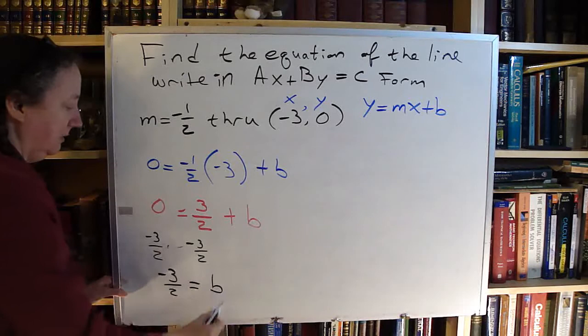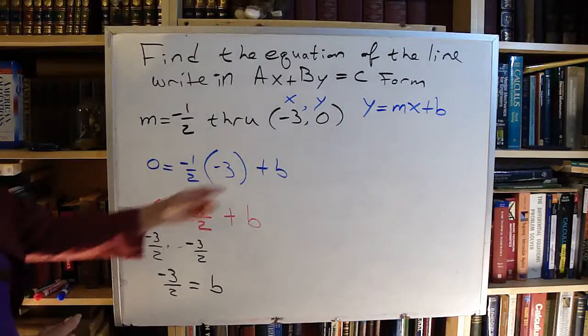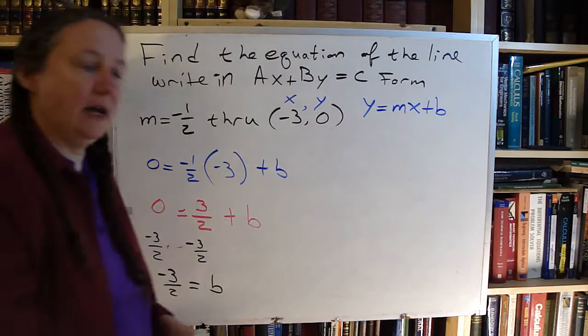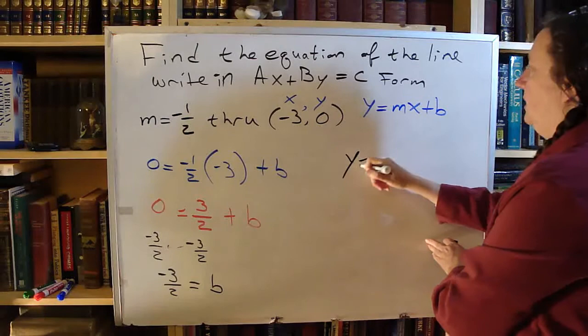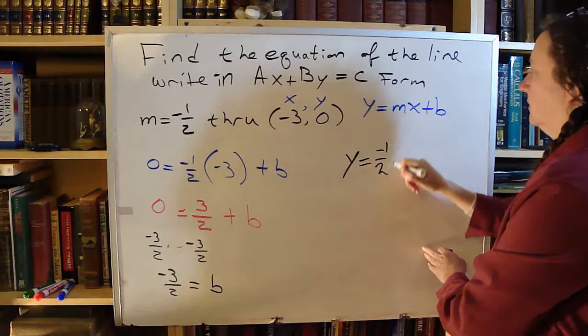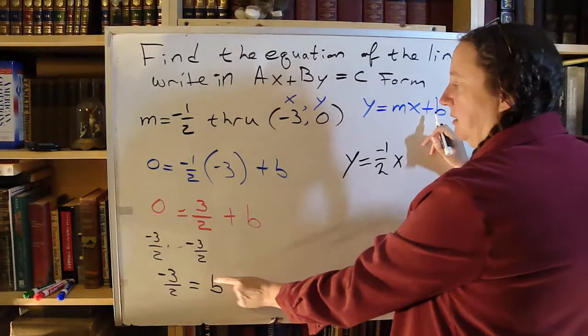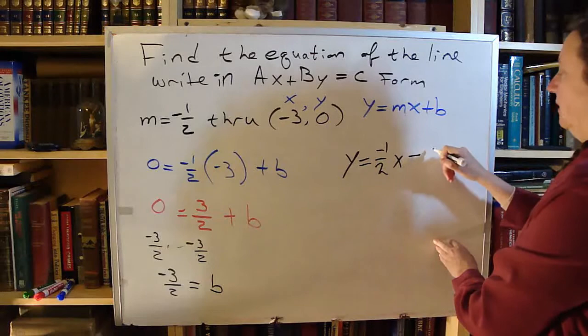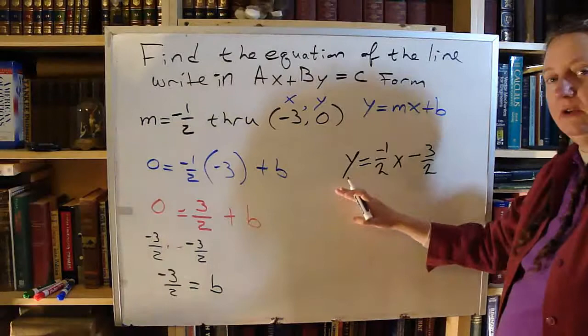So now I'm going to take this and I'm going to plug that in along with m into my equation over there, leaving y and x as y and x. So y equals m negative 1/2. x stays x. Plus b. There's b. It's negative 3/2. So I'm going to make that minus 3/2. If I'm allowed to stop there, I'm done. But they want it in this format, so I have to go another step.